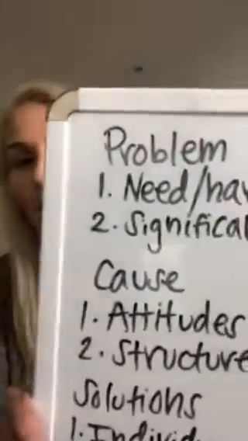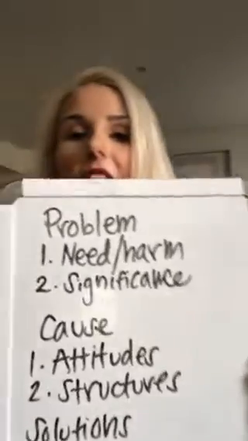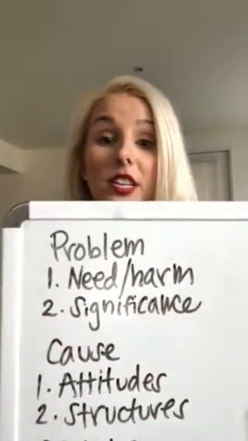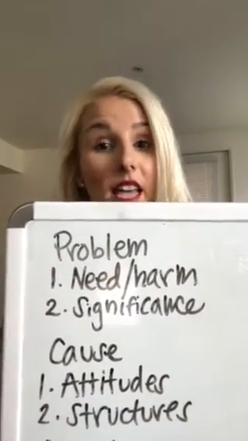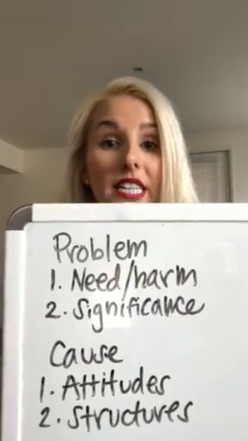Okay, so let's start with problems in the problem section. As you can see, in the problem section, you need to establish need/harm and also significance. So let's start with need and harm. Basically, you're trying to illustrate and show us how bad it is that we haven't yet implemented your solution. So why are people suffering? Why are they being harmed in some way? Because we haven't yet done what you're ultimately going to persuade us to do later on.